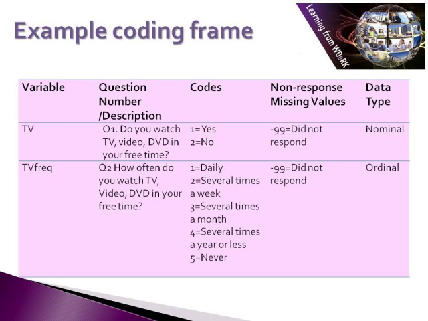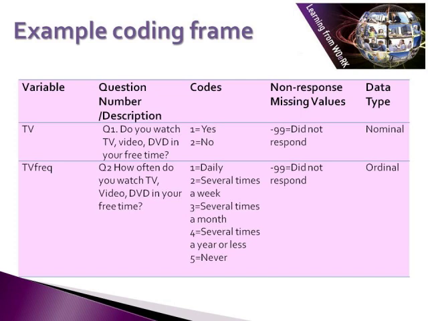Here's an example of a coding frame. So in a coding frame, we list our variable, we then list the question number and give it a description. We then pull out the codes that we're going to use for that particular variable. So in the case of, do you watch TV, video, DVD in your free time, we're going to give that just a yes or a no.